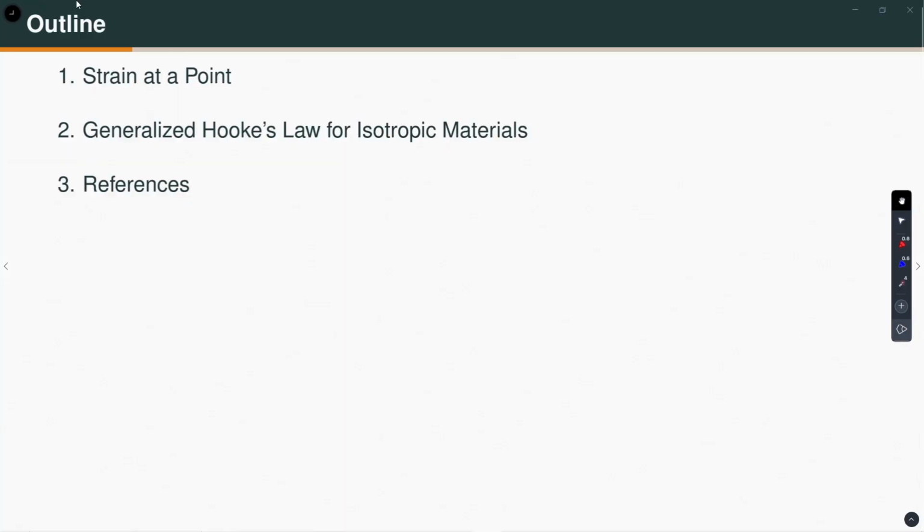So, in this lecture we will briefly review the concept of strain and then talk about the generalized Hooke's law, that is, relating the stresses with strain for linearly elastic isotropic materials. Once that is done, we will be in a position to study what happens when a body under a general state of stress starts to yield, or on what condition we can determine whether the material will yield or not. So, let us get started with strain at a point.